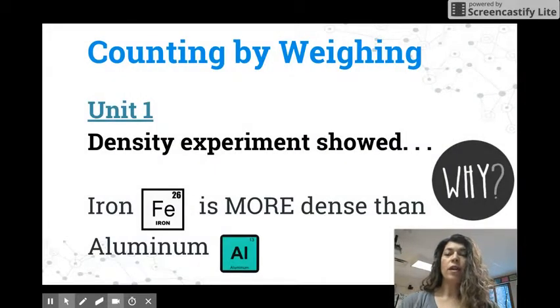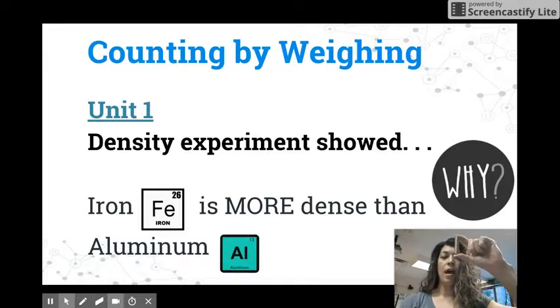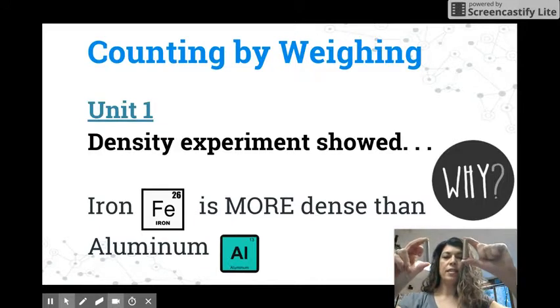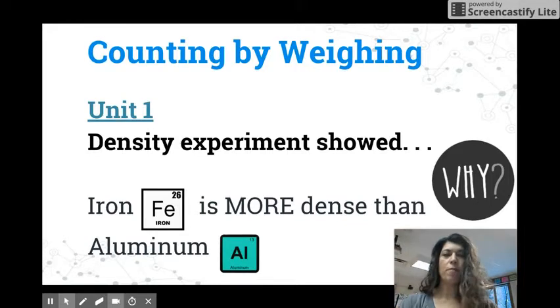So what we learned here in Unit 1, way back at the beginning of the year, is the density experiment, where we had iron and put that in water and massed it as well. And then we also put aluminum in there and we massed it and took the volume of it. And we noticed that the densities for these were different. So why? There are a couple of different possibilities or explanations for that.